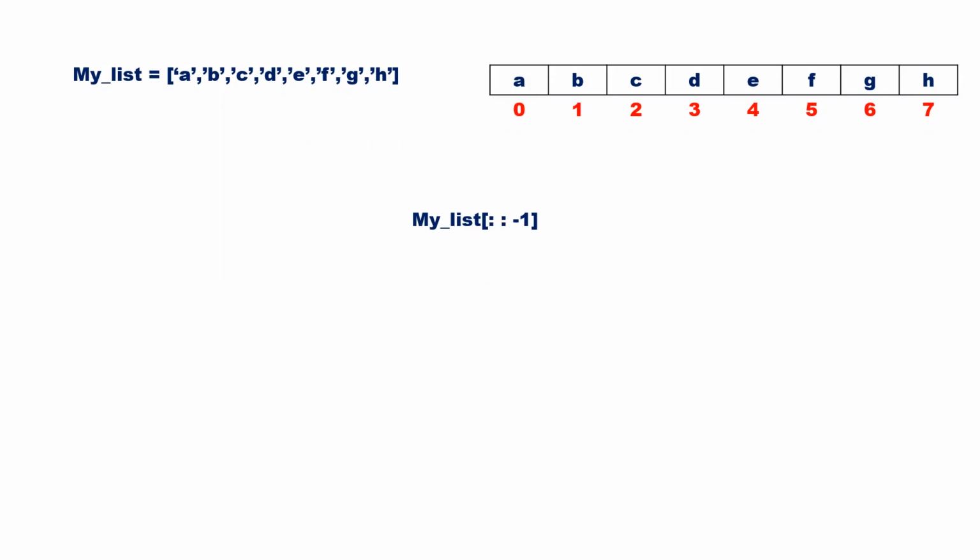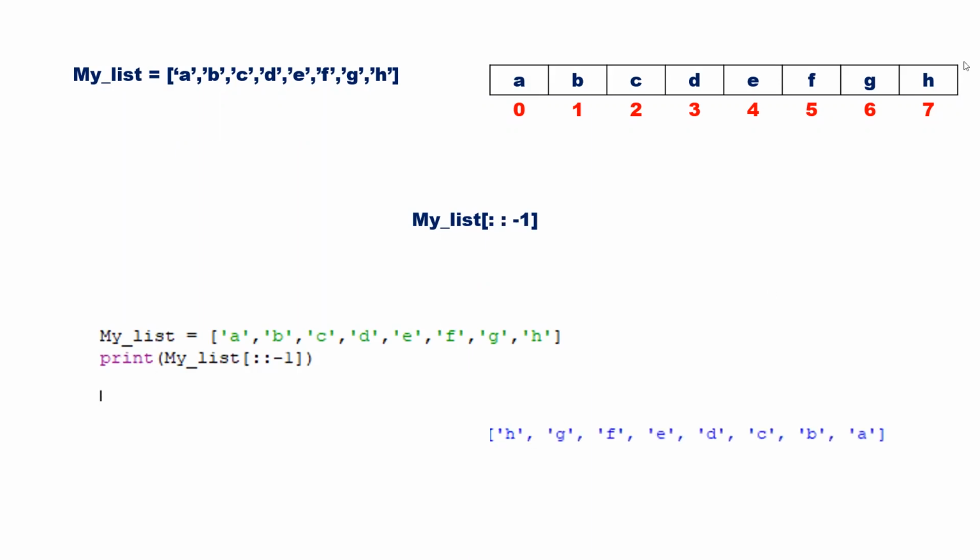Here, the whole list will be reversed. So when we print mylist[::-1], we will get the entire list in reversed order: H, G, F, E, D, C, B, and A. The entire list is reversed. So next operation, it is del.